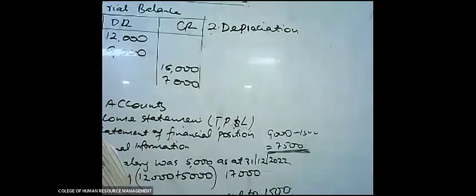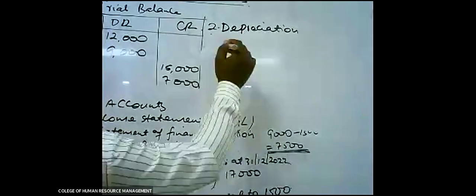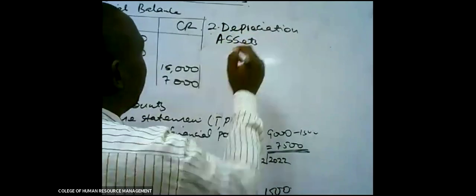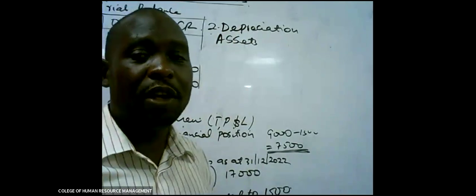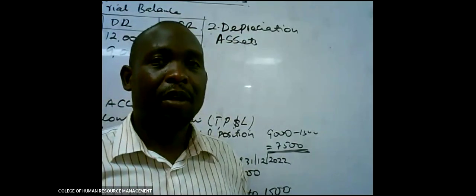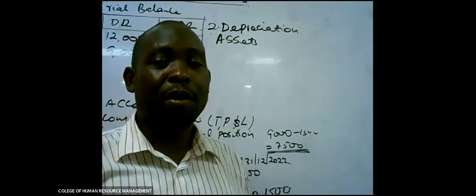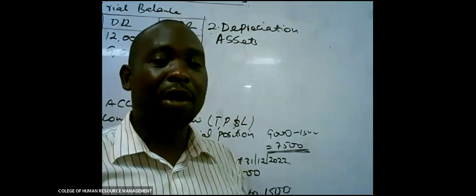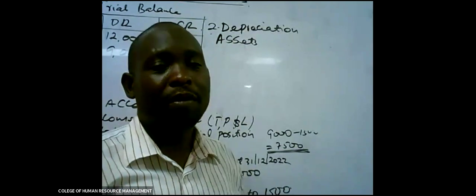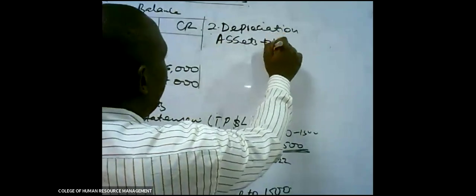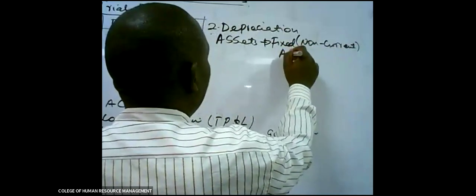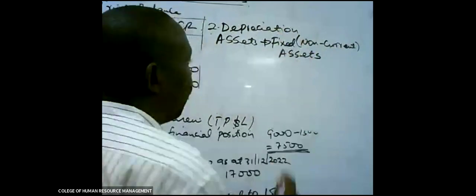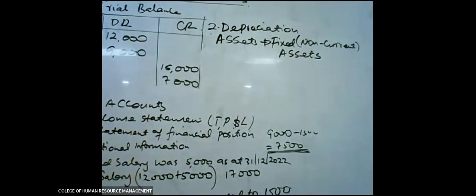Depreciation. In a business setup, we normally have these items we refer to as assets. The assets are the resources that we use in running the business. Some of these assets are converted into income, that is inventory. We sell them, we get the income and all that. But when we are talking about depreciation, our focus is the assets we refer to as the fixed, or we also call them the non-current assets. The fixed or the non-current assets.